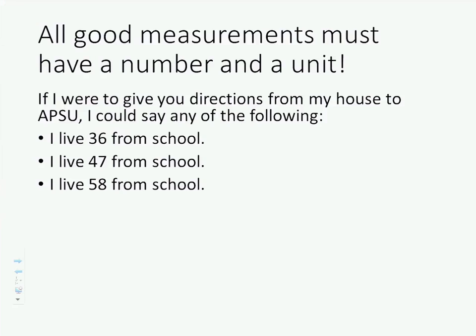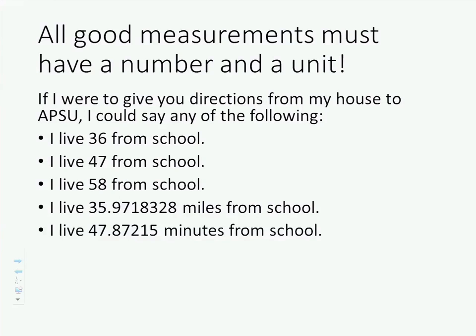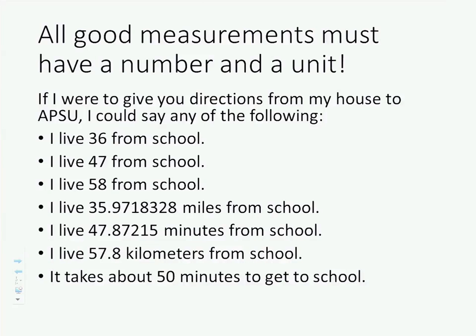Sort of. For instance, I live 35.9718328 miles from school, or 47.87215 minutes from school, or I live 57.8 kilometers from school. So all of them are correct, but how correct are they? Which one would you use? Or you could use the last one. It takes about 50 minutes to get to school.